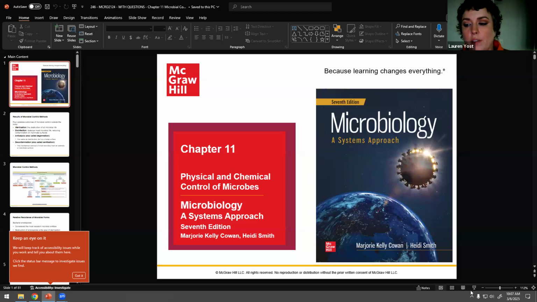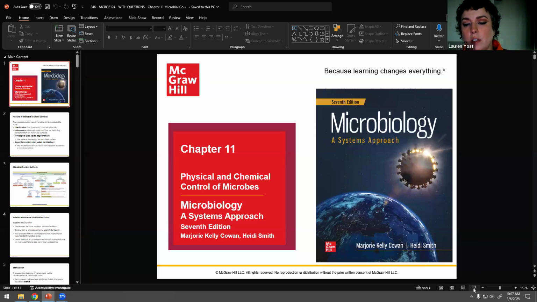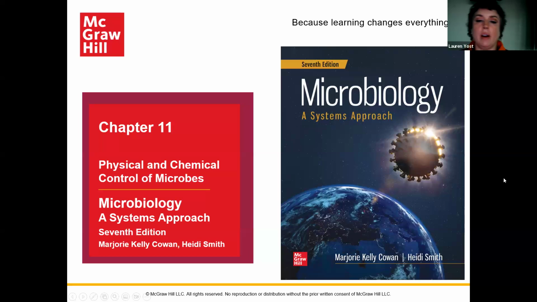We're going to be going over chapter 11. Chapter 11 discusses physical and chemical control of microbes. Just for an overview of what Unit 3 is going to be covering, chapter 11 is the physical and chemical control of microbes. So what we're using to control them, like with autoclaving, with wiping down surfaces with Lysol, or washing our hands. Those are all methods of controlling microbes.